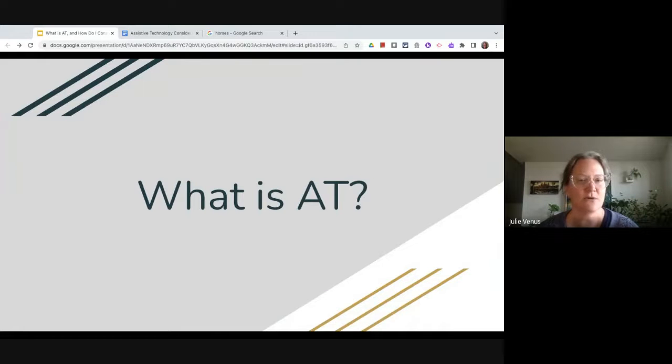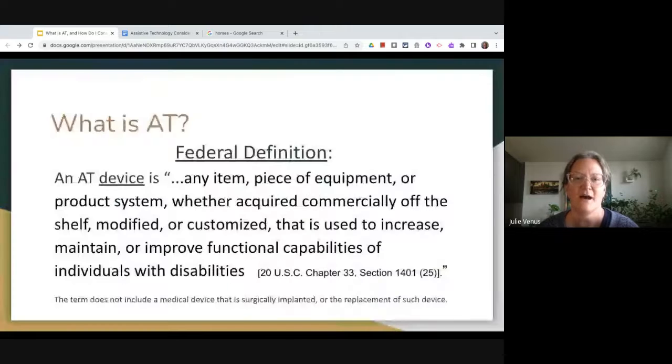I think sometimes teams struggle with what is actually considered AT. When they talk about documenting it in an IEP, it's like, what do I even list in there? Well, the federal definition is that an AT device is any piece of equipment or an item, product, system. So these kind of come in threes. So it's item, piece of equipment, or product system, whether acquired commercially off the shelf, modified, or customized, that is used to increase, maintain, or improve functional capabilities of individuals with disabilities. So again, that's the federal language surrounding assistive technology.